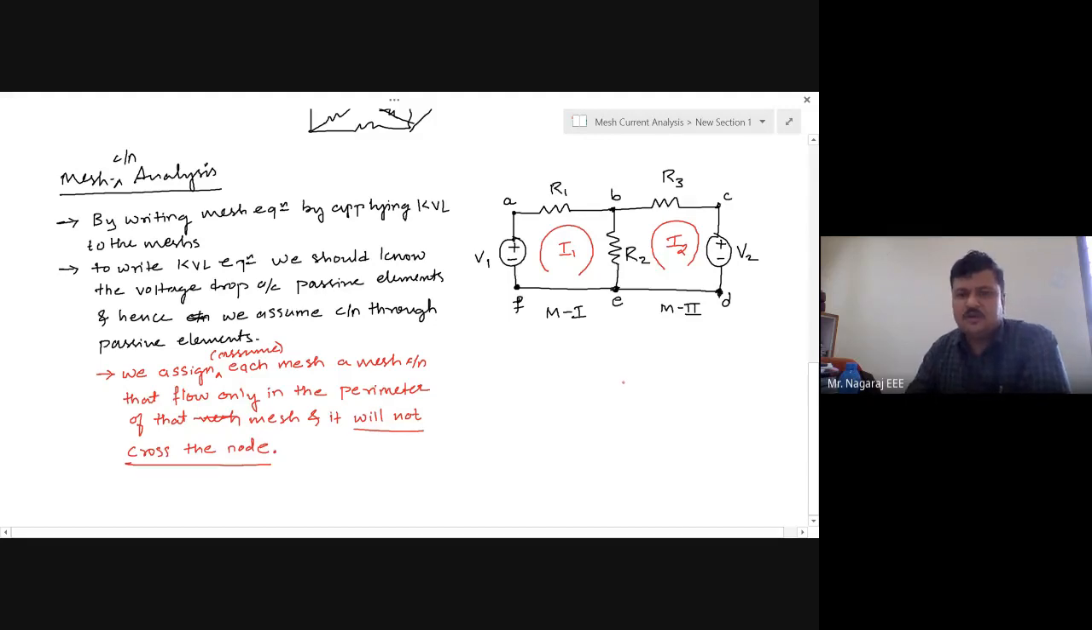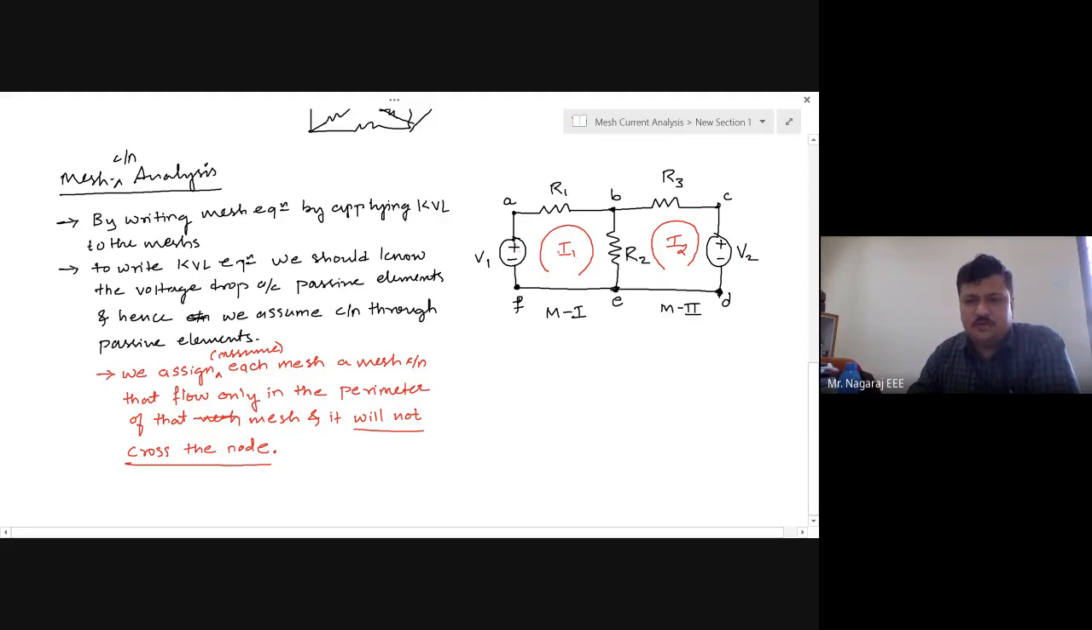Okay, I will get a set of linear equations with the number of equations equal to the number of unknowns. So when the number of equations is equal to the number of unknowns, it is very easy to get the solution. What is the unknown in this KVL equation? V1 value I will know, R1 value I will know, R2 value I will know, R3 also, V2 I know. The only unknowns here are I1 and I2.